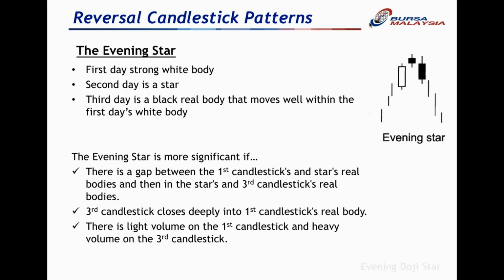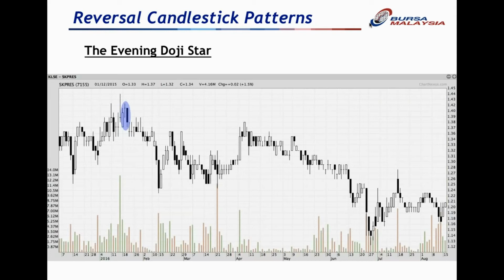Okay, that's for traders. A different variation of the evening star is what we call an evening doji star. An evening doji star is an even stronger reversal pattern than an evening star, because usually a doji calls the top or bottom of a trend. So let's look at an example of an evening doji star. Okay, you see SK Press is on a minor uptrend, and then you see an evening doji star, and then the trend changes and goes bearish.